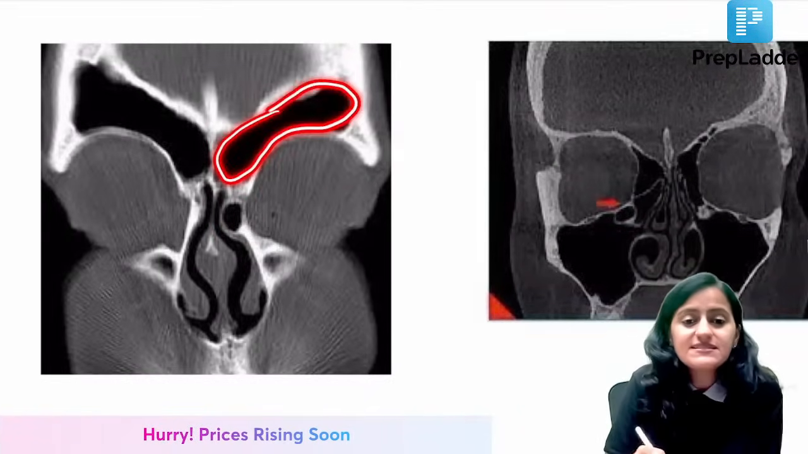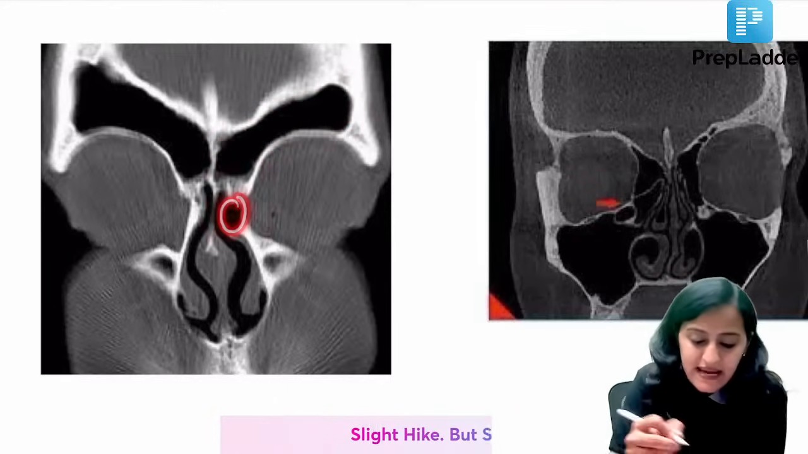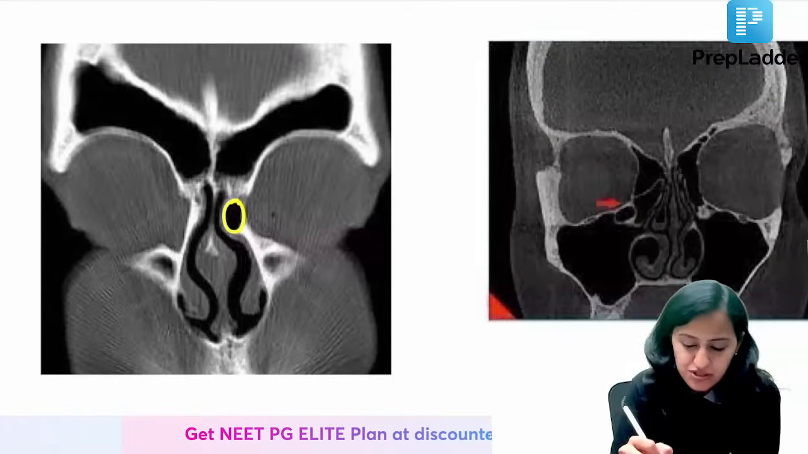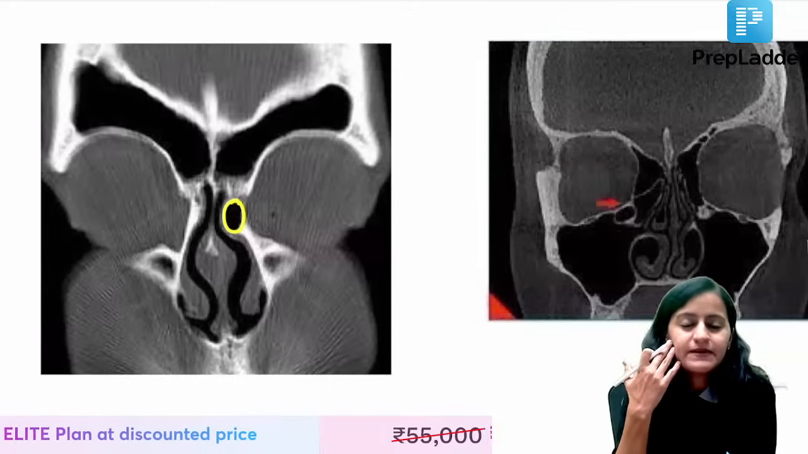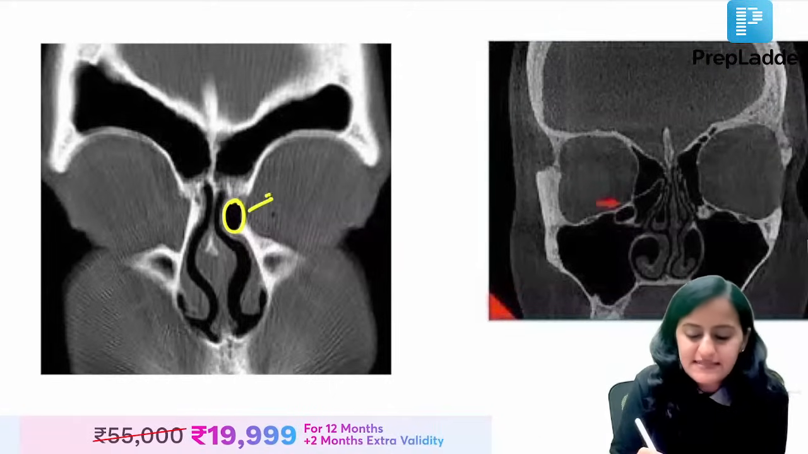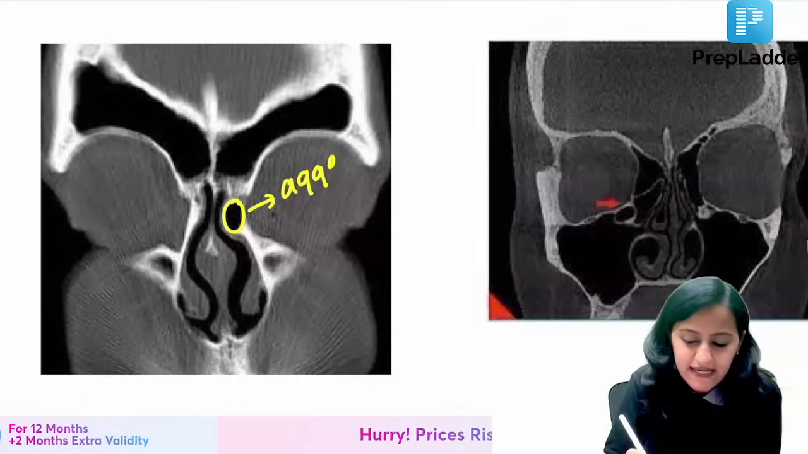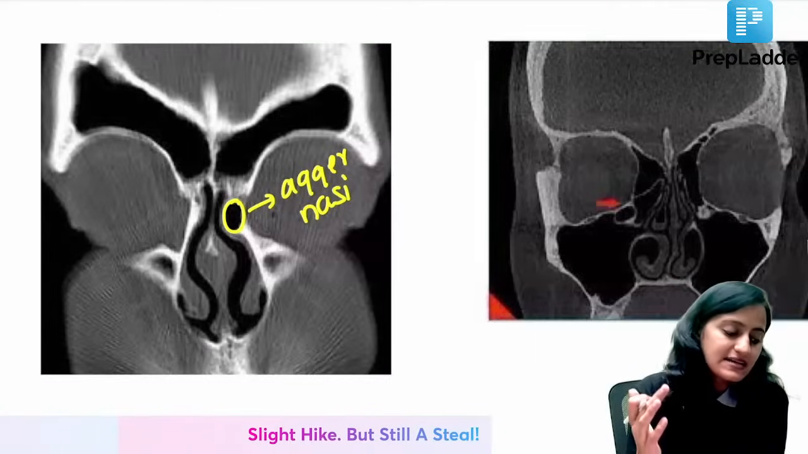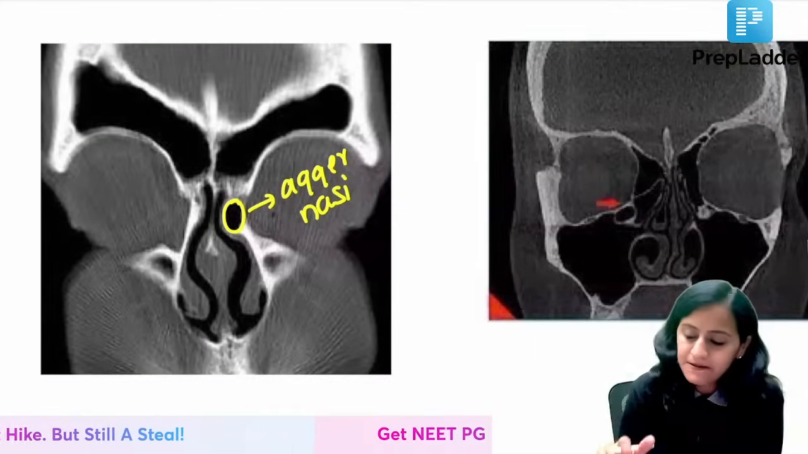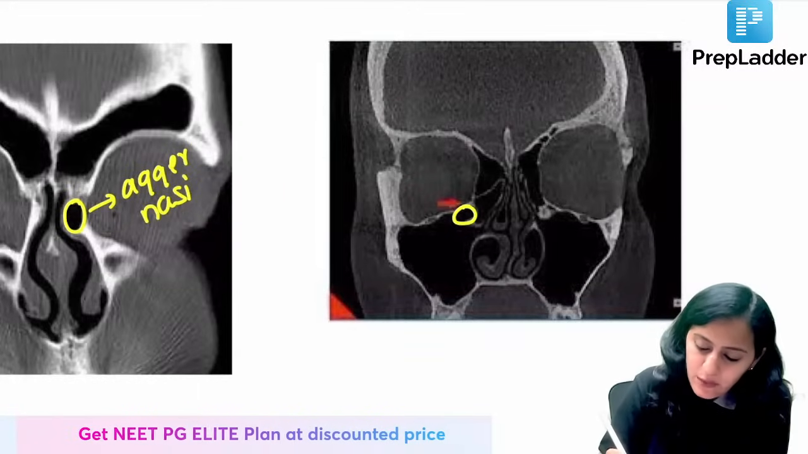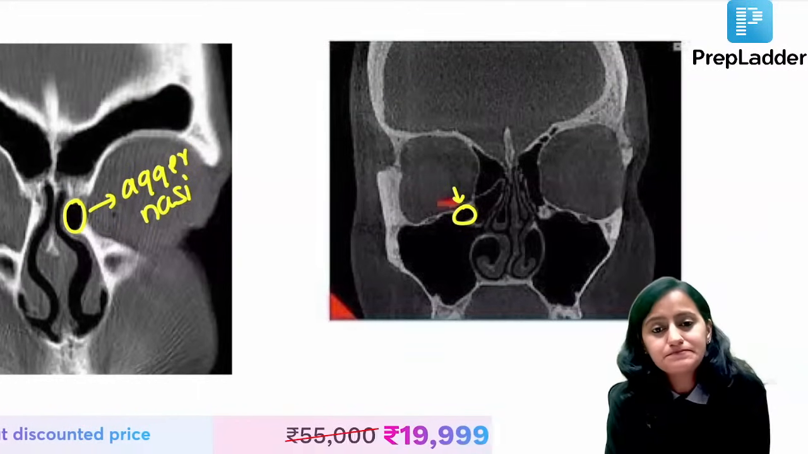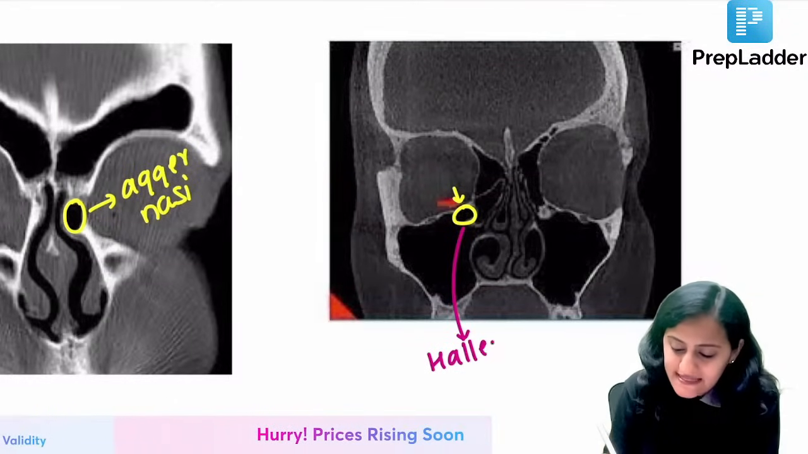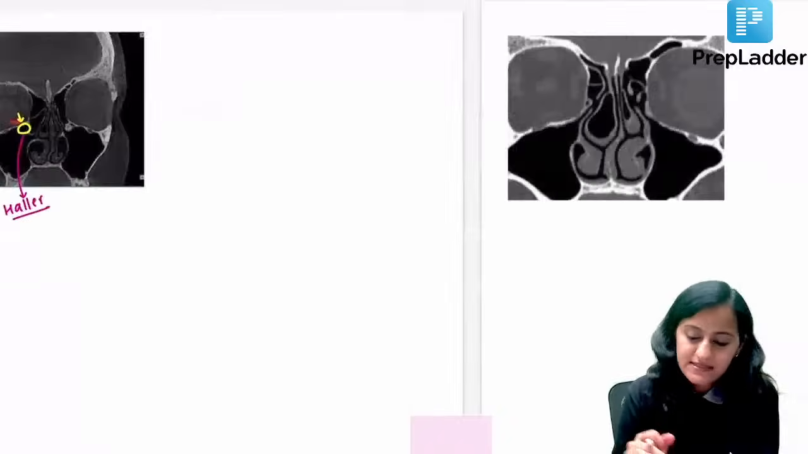This is the frontal sinus that you are seeing here. What is this air cell that you are seeing? Is it anterior most, posterior most? You can see it is anterior most. The maxillary sinus has not even started yet. Okay, so the anterior most ethmoid air cell is agger nasi. Anterior most ethmoid air cell is agger nasi. Okay, agger nasi. And what is this one? The one which is infraorbital, this is called Haller cell. Okay, infraorbital is Haller cell.